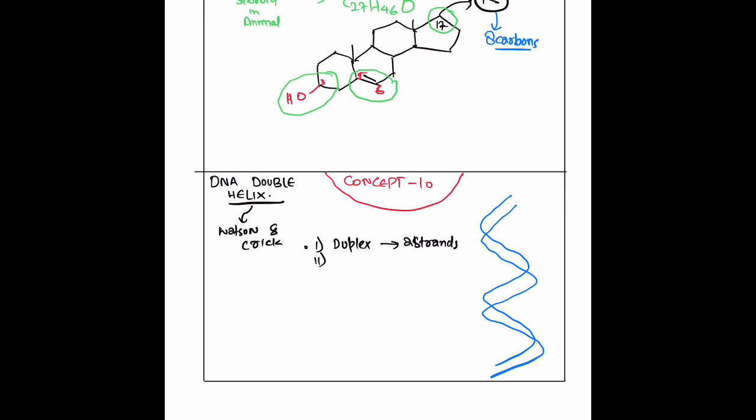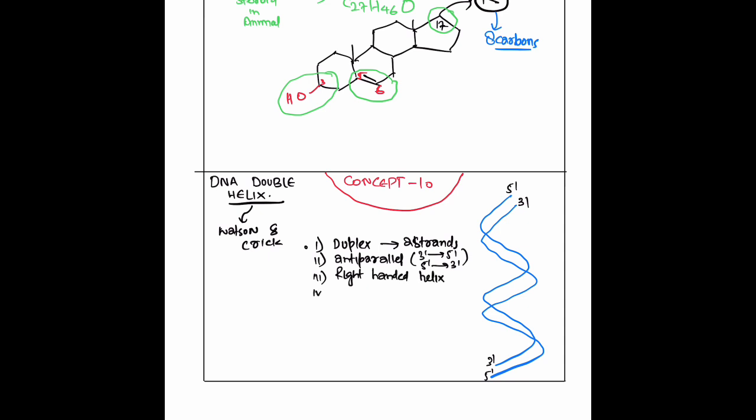And second, the strands are anti-parallel, which means if this is 5 prime, this will be 3 prime. So one strand runs in 5 prime to 3 prime, the other runs in 3 prime to 5 prime. So anti-parallel. Now third point, the DNA forms a helix, which is a right-handed helix. The two chains form a right-handed helix.